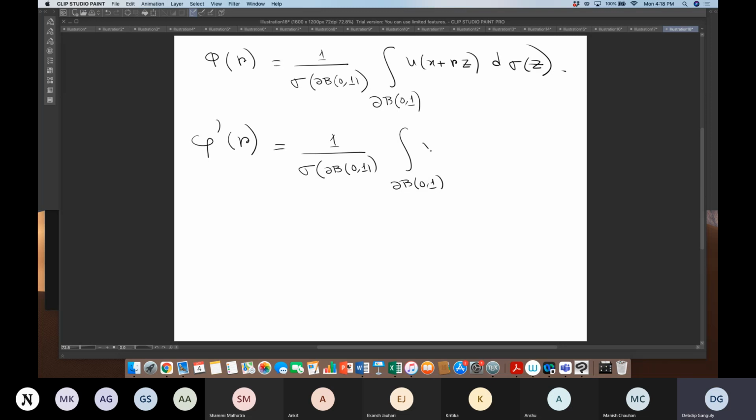U is a function on R^n, so gradient of u at the point x + rz, inner product with z. Very good. Okay, clear? Now what will you do? Now you again put y = x + rz.